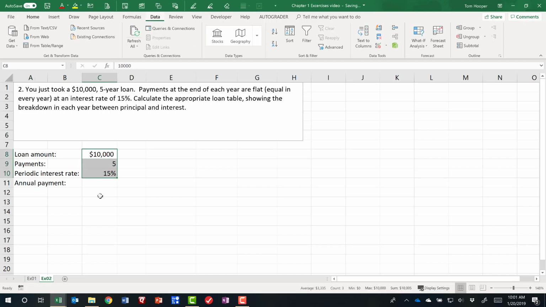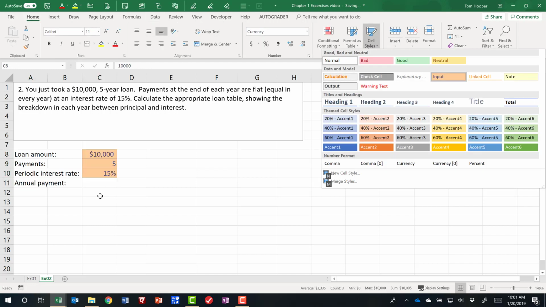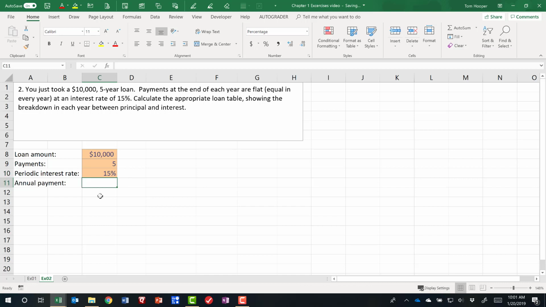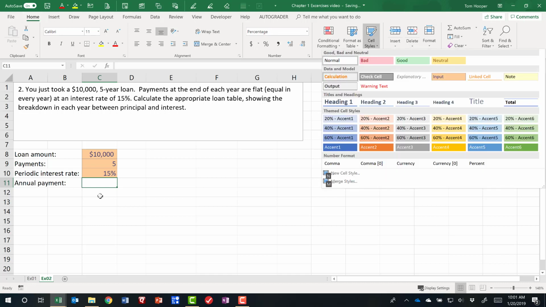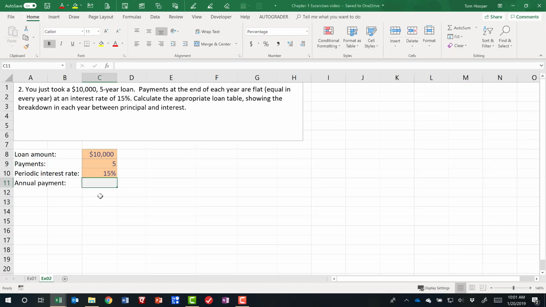We have 3 inputs. Alt-HJ format is input. We have an annual payment. It's not asked for in the problem, but I consider that an important output, so I'm going to go ahead and format that as an output. We don't know the annual payment yet.